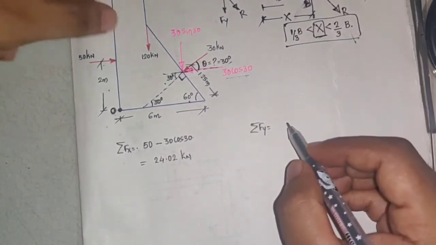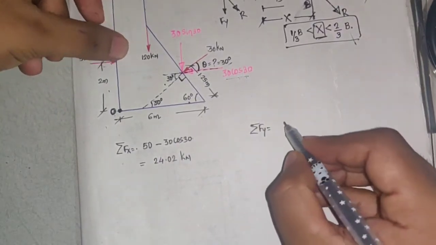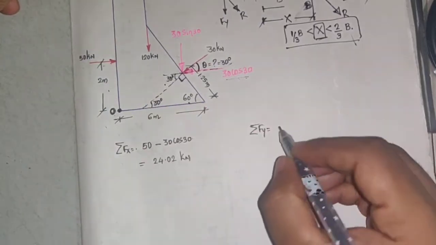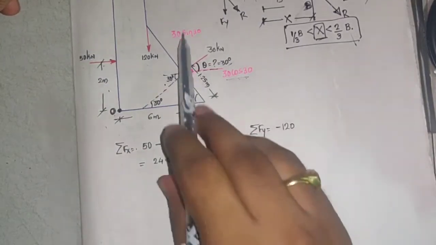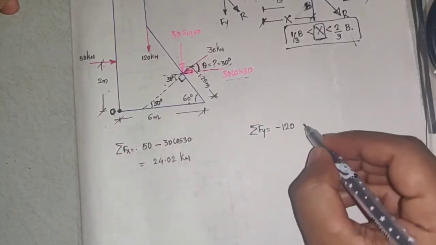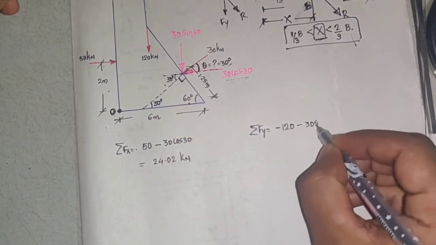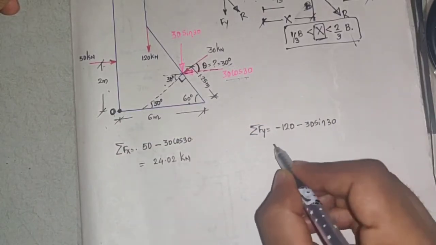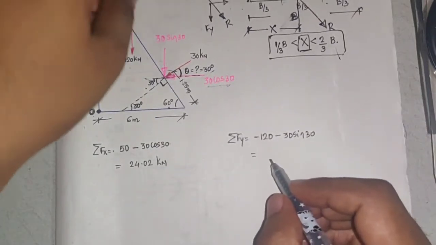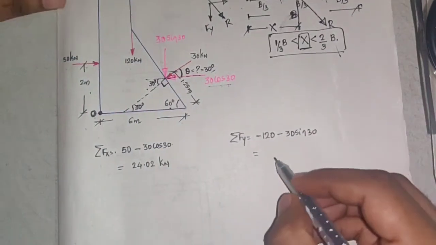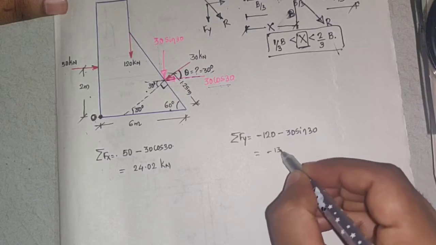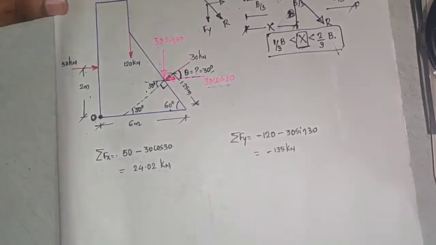Similarly, I'll find summation Fy. What are the forces? This 120 is acting downwards, so minus 120, and this 30 sin 30 is also acting downwards, so minus 30 sin 30. So I'll get this as minus 135 kilonewton.